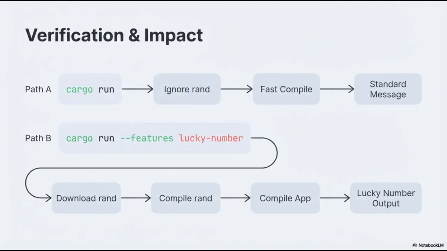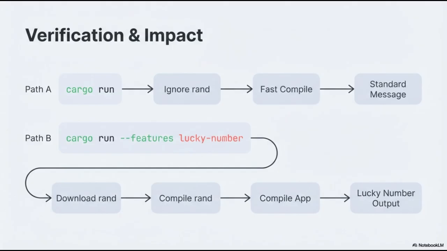To understand the verification and impact of our implementation, let's look at these two distinct execution paths. Path A represents the default behavior. When we execute the standard cargo run command, the system ignores the rand crate entirely. This leads to a fast compilation process and results in a standard message output. This is our baseline, demonstrating minimal overhead when specialized features are not required.